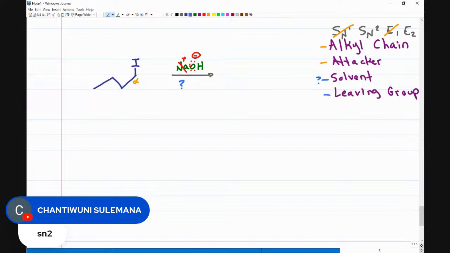The leaving group is iodine. It's a good leaving group. So we know the reaction will take place, but the question is, is it SN2 or E2? If you don't have a solvent given, here is the trick to recognize. If no solvent, and you could have competition between SN2 and E2, the question is, which is faster?